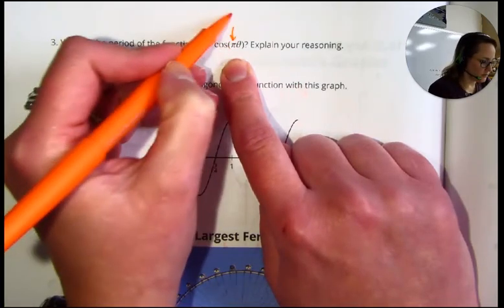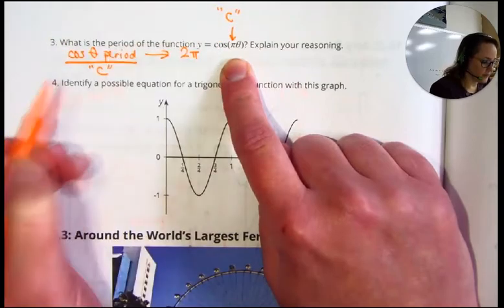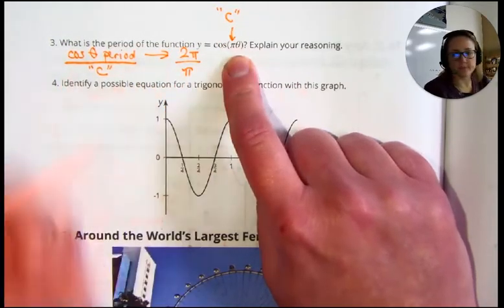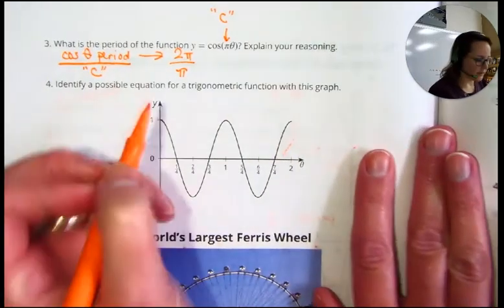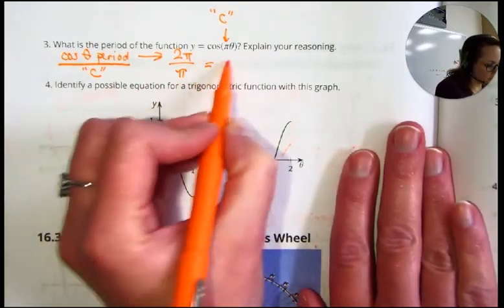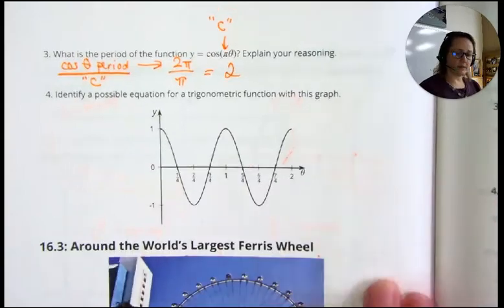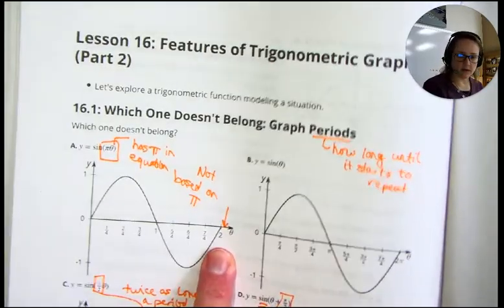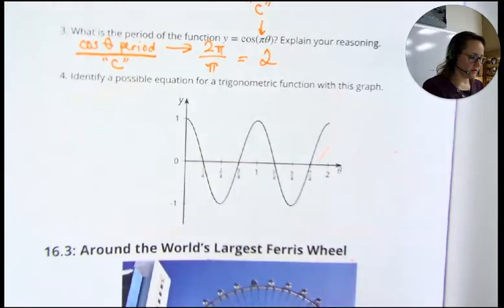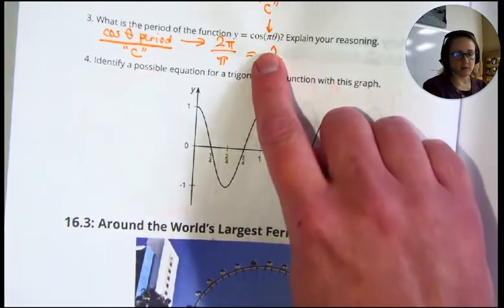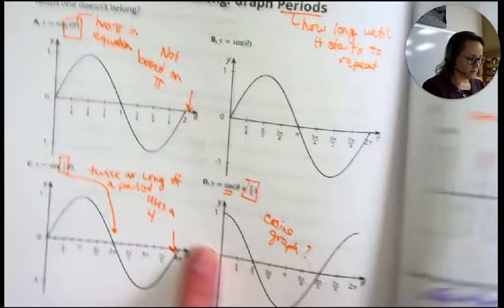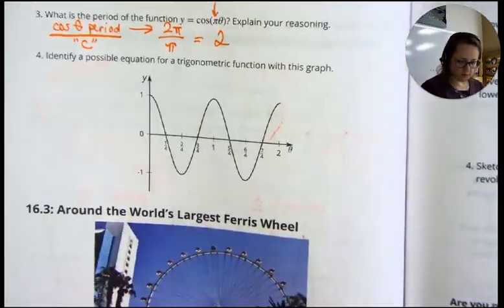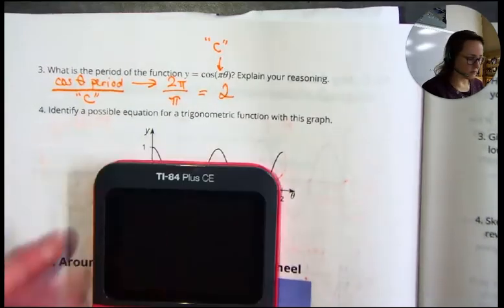Okay, so in this case, c is pi. So this would have a period of 2. And that brings us back to some of the things that we were seeing here. Okay, we should be seeing that cosine of pi theta should have a period of 2 for a cosine graph. Now, if we want to double check that, we could definitely look at Desmos.